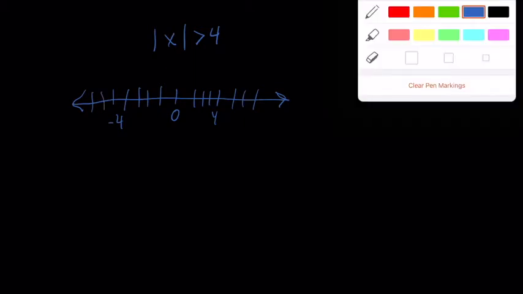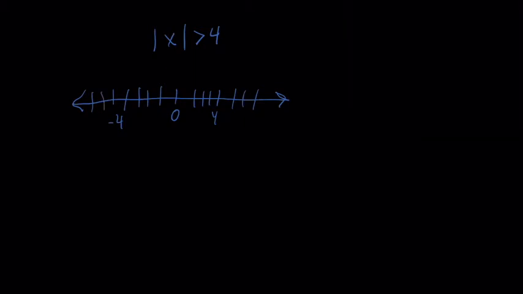Okay, so I could plug in when x is 5, right? Because 5 would have an absolute value greater than 4. I could plug in when x is 7, right? Because the absolute value of 7 would be greater than 4.